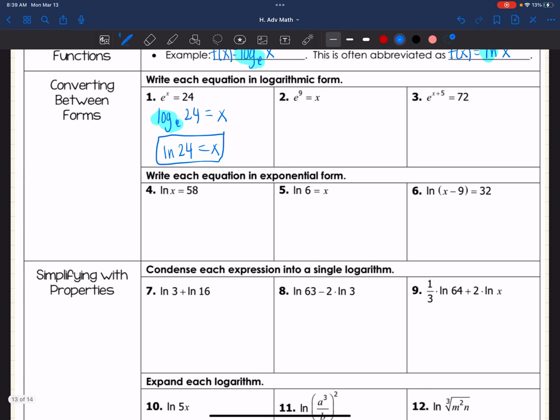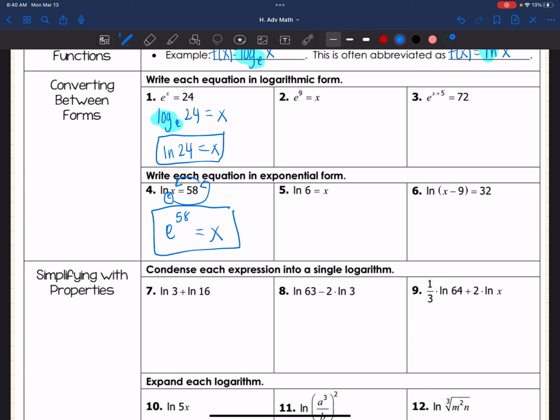Now, you can also convert these equations from natural log form into exponential form. In order to do that, you just have to imagine that this natural log, even though we do not see a base written with it, remember, has a base of e. There's like an imaginary e there. So to convert this into exponential form, it would be this base raised to this exponent is equal to this. So this would be e to the 58 is equal to x. And I have now converted that into exponential form, okay?